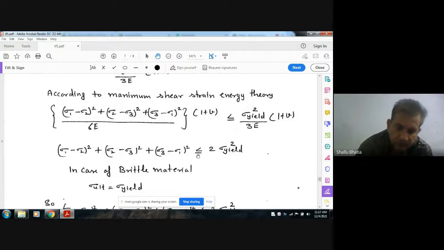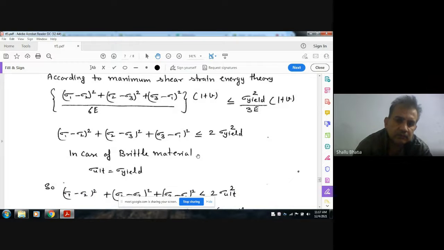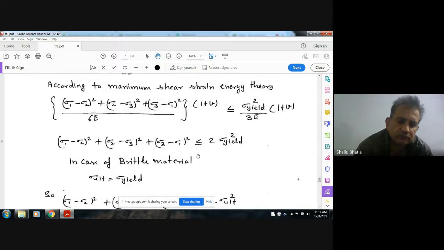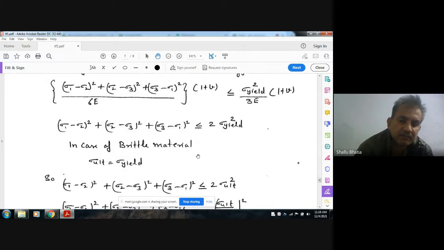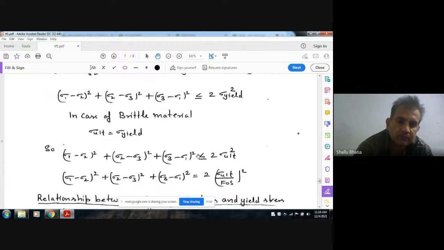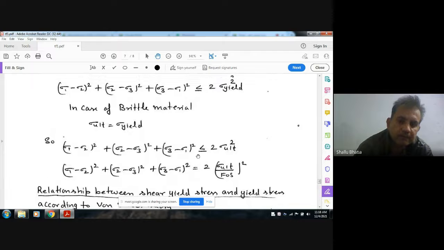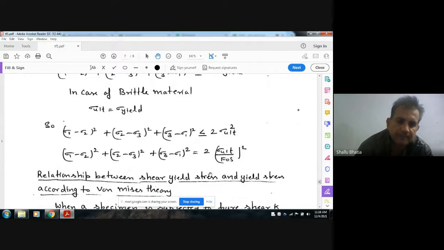Okay, in all the above theory, sorry, if we take brittle material and take the criteria as maximum shear strain energy theory, then the sigma yield is replaced by sigma ultimate. Okay, and if we want to equate it, we have to divide the ultimate by FOS.